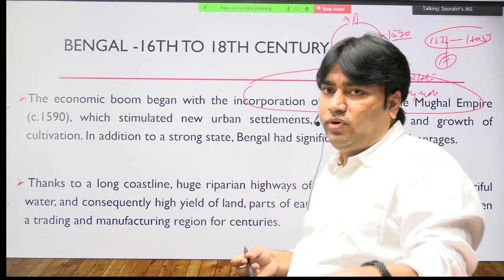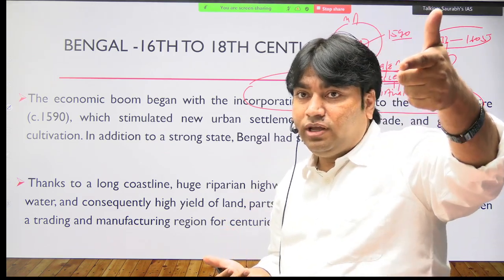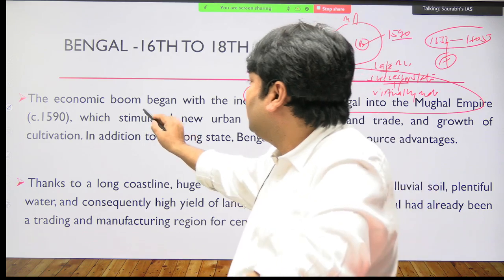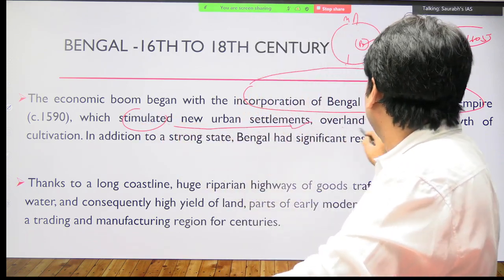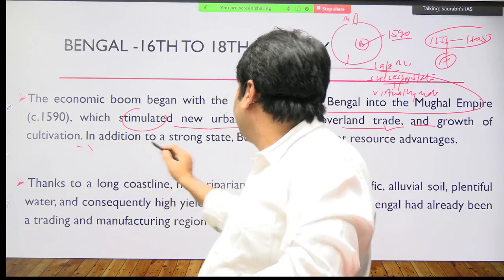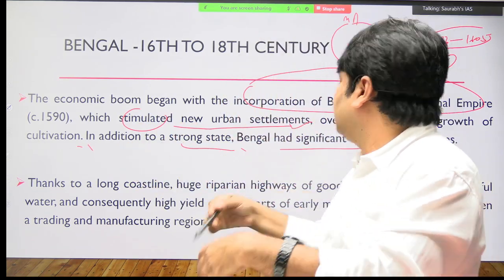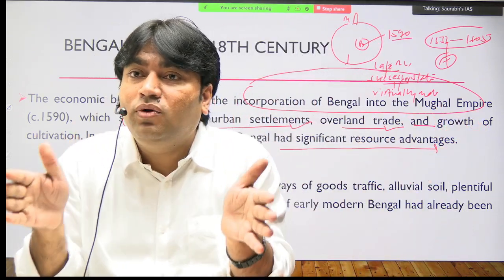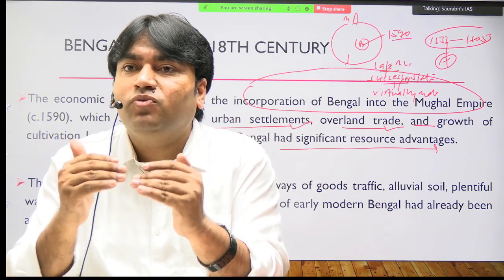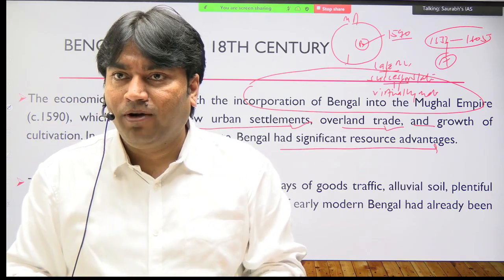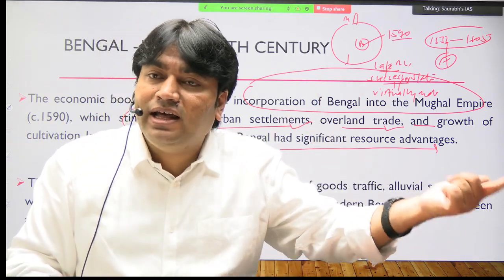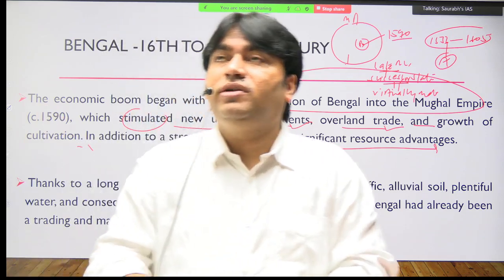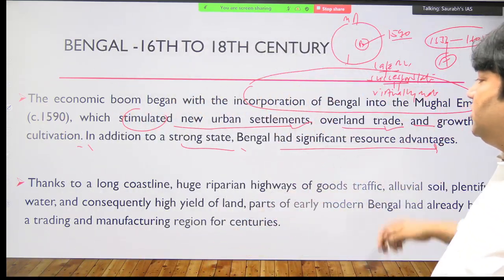Now see what happened. It became a part of the Mughal Empire. Akbar was ruling. So what will happen? A powerful ruler, a progressive ruler will do what? Stimulated urban settlements, trade and commerce, growth, cultivation, strong state. Bengal had significant resource advantage. This line gives a message that under Mughal rulers also, trade and commerce was promoted. Got it? Okay. In ancient India, there was economic prosperity. Trade and commerce was good. And during the Mughal rulers also, there was economic prosperity and trade and commerce was good.